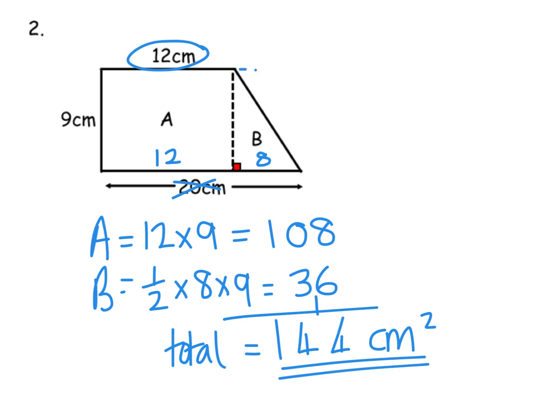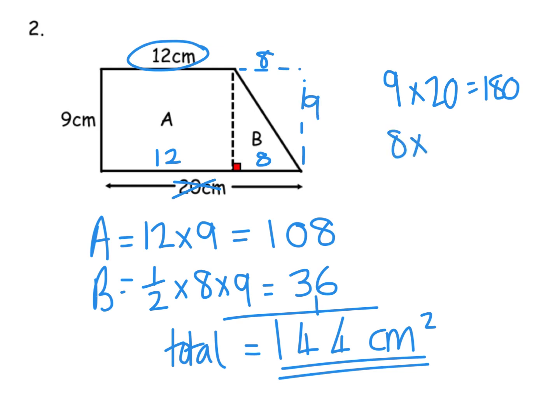Now, just a little chat about another method that you might want to look at. We could have done the whole rectangle, which was 9 by 20, is 180. We could have done this little triangle here, which was 8 by 9, a half of 8 times 9, which was 36. And we could have taken them away, take away that little bit there, and we would have still got the answer of 144. But it is generally more likely that you would do it rectangle plus triangle.